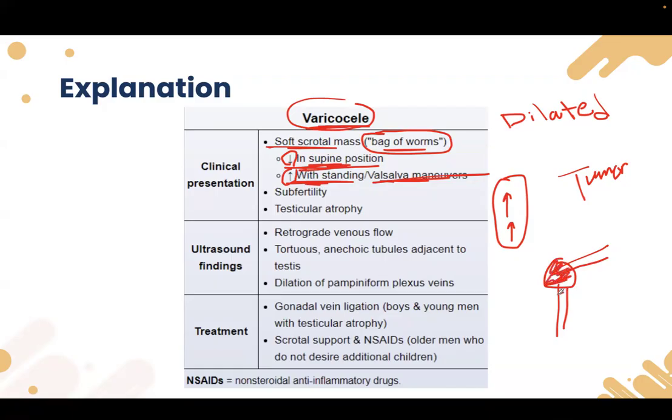What will happen to the blood? It will accumulate here, causing it to be larger. Now, if the patient lies supine, the mass won't change its place. If the patient is standing, nothing is going to change. So that's why, if the varicocele is persistent in supine position and standing, this indicates that there is something wrong happening and we have to investigate more.